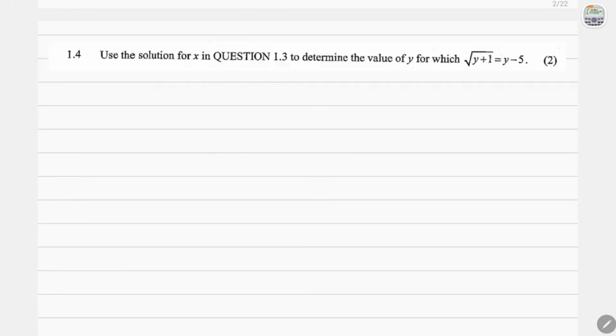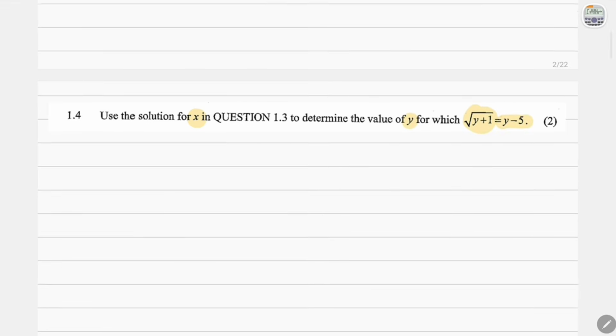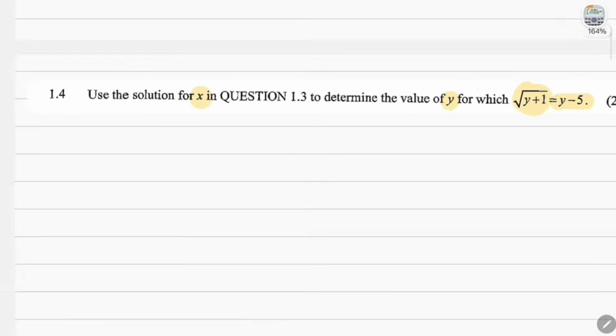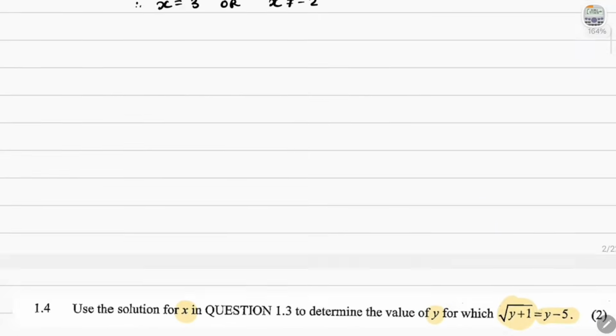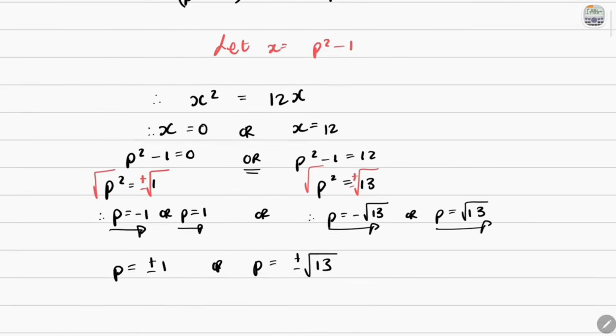Question 1.4 says, use the solution for x in question 1.3 in the previous question to determine the value of y for which the square root of y plus 1 is equal to y minus 5. Okay, so we have to use the solution for x. So the only valid solution we had was this. But for us to use this solution, it's really just like this question.